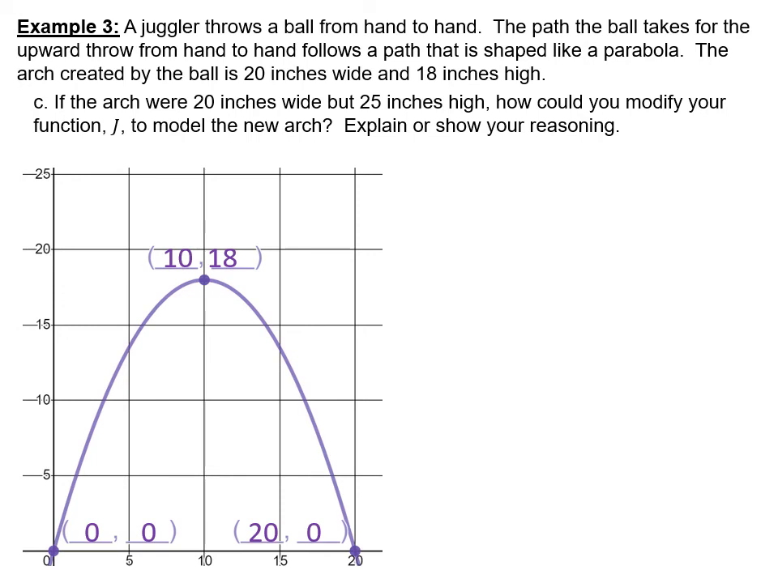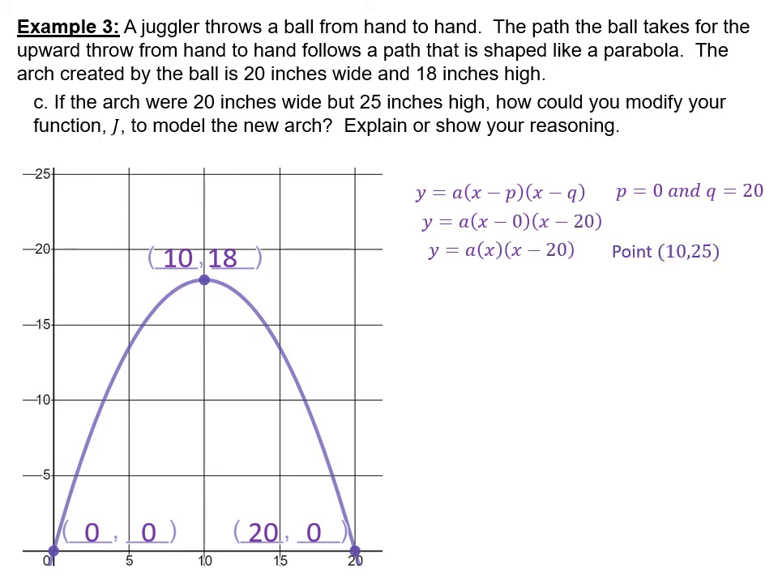Part C, what if the arc were 20 inches wide but 25 inches high? How could you modify your function j to model the new arc? Explain or show your reasoning. So again, it's still hitting at the same 2 points P and Q. It's just now at 10, it's at 25. So the point we plug in now is 10 and 25. And what that's going to do, we should have a number that's further away from 0 to stretch it vertically.